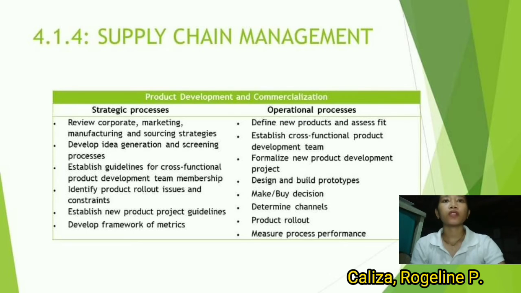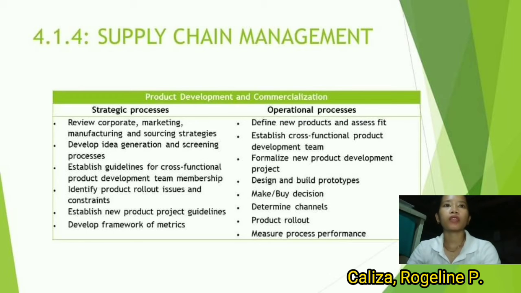Establish new product project guidelines is to create a new strategy to solve the problems of your business. Develop a framework of metrics is to improve the process of your production. Operational process is to define the new product and assist it. Create research to manage your new products. Establish a cross-functional product development team. Build your own team to help you develop your business.